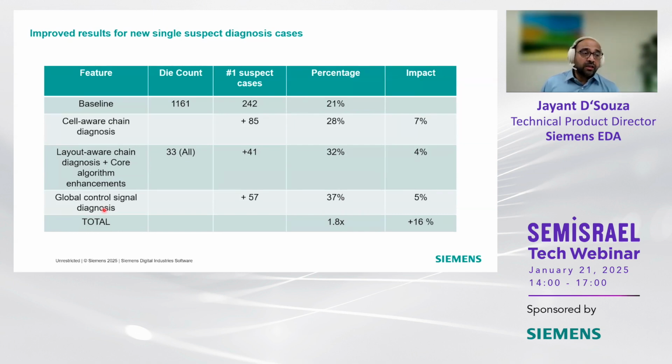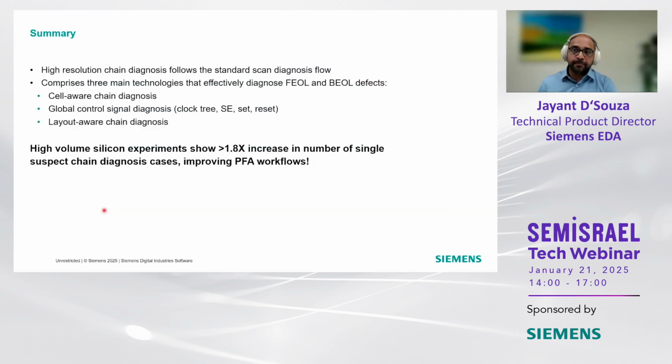There were also some key core algorithm enhancements and layout-aware chain diagnosis that accounted for another 4%, and global control signals, as I mentioned, accounted for another 5% of the total that were multiple failing chains or even a single failing chain with multiple cells, which we isolated down to a single suspect. That leads to a 1.8x improvement in single suspect resolution cases.